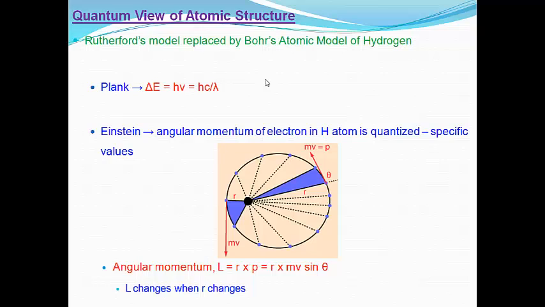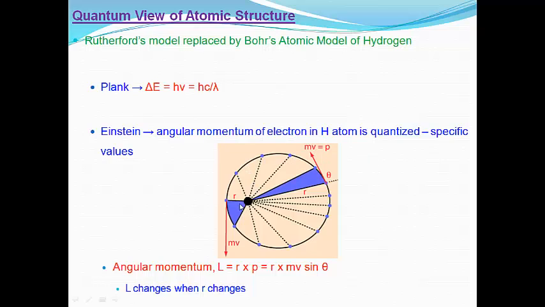Now let us try to see how the quantum theory is essentially associated with Bohr's atomic model, and how we can use the quantum theory to propose what this Bohr model is supposed to look like. The quantum model has two theories in combination. One, Planck's theory, which says that delta E is equal to h nu, or hc over lambda. And also, Einstein's understanding of the movement of a particle that has a particular mass. A particle that has a mass, which is the electron in this case, that is moving has an angular momentum, particularly if we're considering it moving in an orbit.